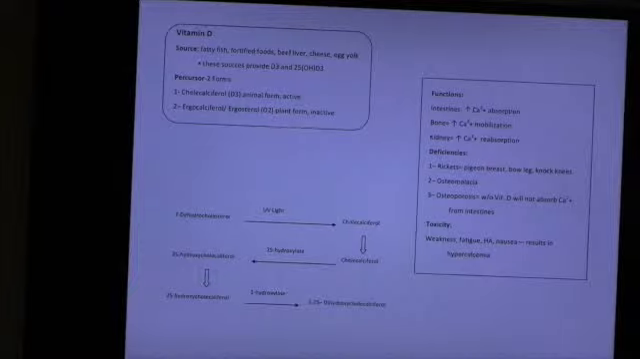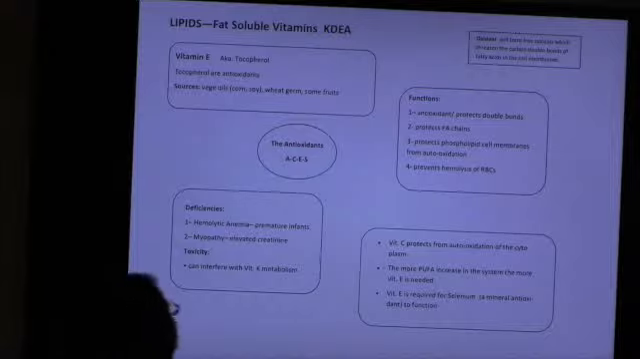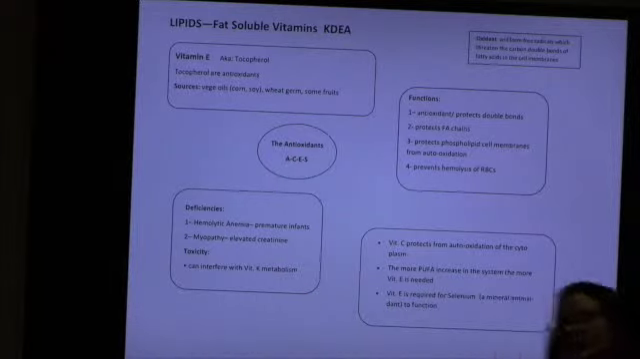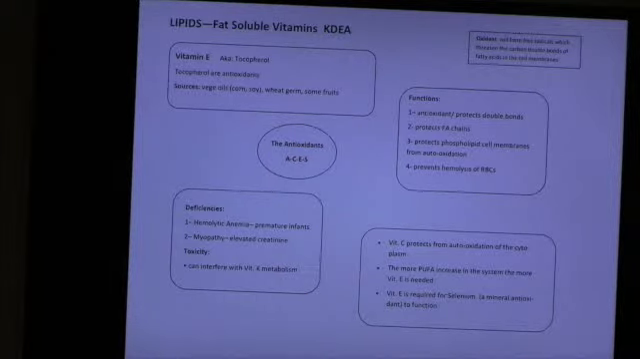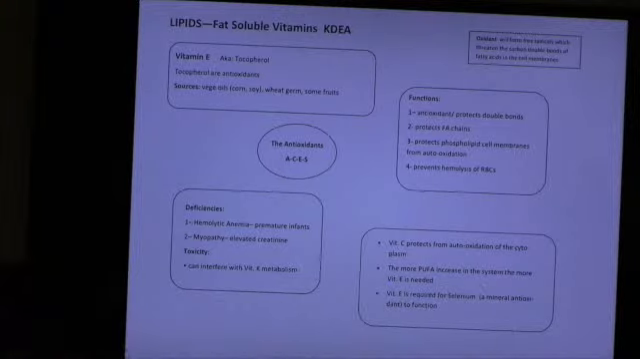All right. Last one, vitamin E. Okay, this is an antioxidant. Sources are things like vegetable oil, wheat germ, some fruits. Functions: it's an antioxidant. It protects double bonds. It's really important to know. It protects fatty acid chains. It protects phospholipid membranes from auto-oxidation.